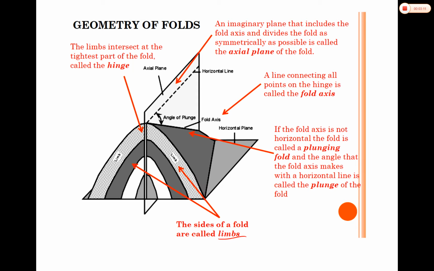Axial plane ni imaginary plane, maknanya yang divided into become a symmetry. And then a line connecting all points on the hinge, maknanya yang dekat atas ni semua dia akan connect kat atas ni, kita tak nampak ni. Alright, yang line connect kat sini kita panggil the fold axis. And if the fold axis is not horizontal, ada inclinations, kita panggil plunging fold. Okay, and the angle tu kita panggil plunge yang kita tengok tadi.